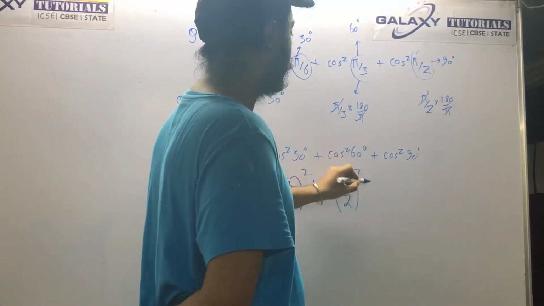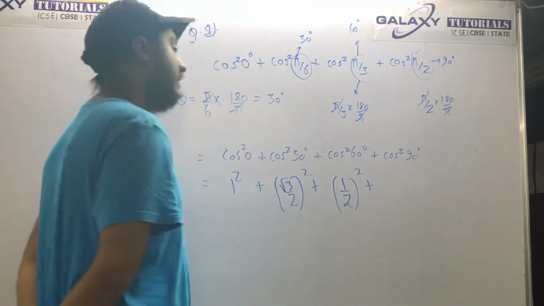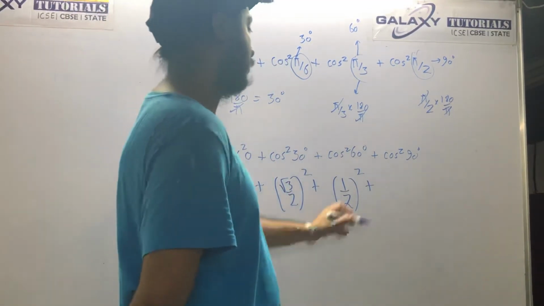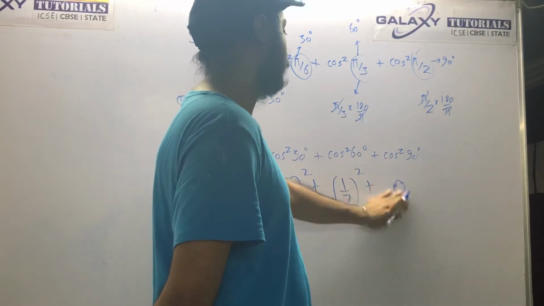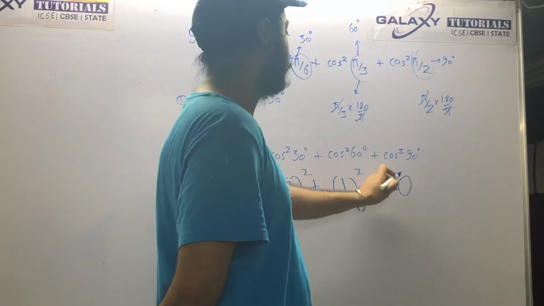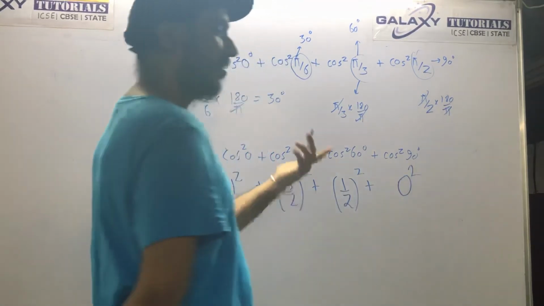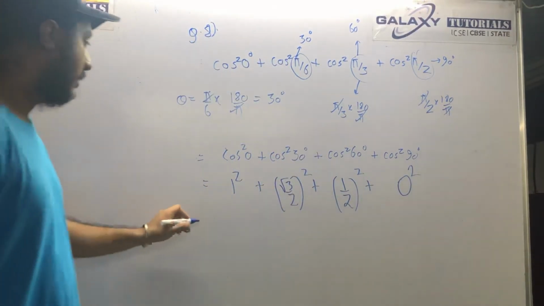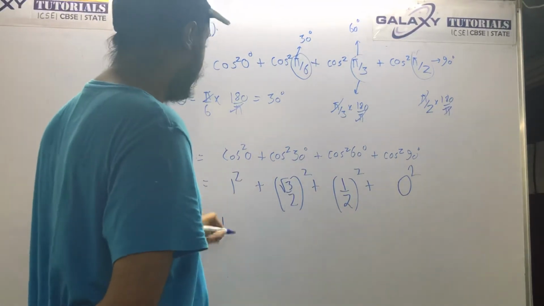1 by 2 square. Plus cos 90 is how much? 0. Sorry, cos 90 is 0. Yes, cos 90 is 0. And 0 square doesn't matter, still I have written 0 square. Okay, so now 1 square is 1.